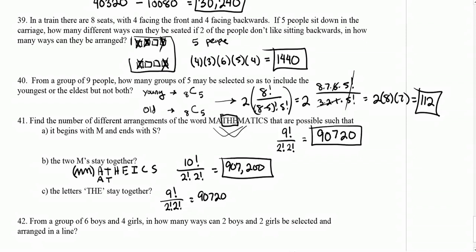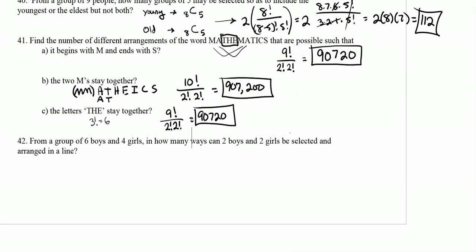Now, if we wanted to modify this where the letters THE could be in any order, then we want to find out, well, how many different ways can we arrange that? We'd get 3 factorial, which is 6. So then we'd multiply the 90,720 times 6, and then that would account for that. But the way I'm reading it here is let's just keep it in that order, THE.